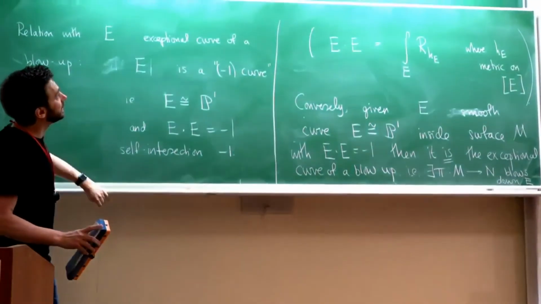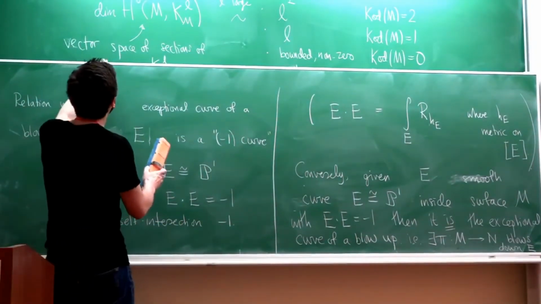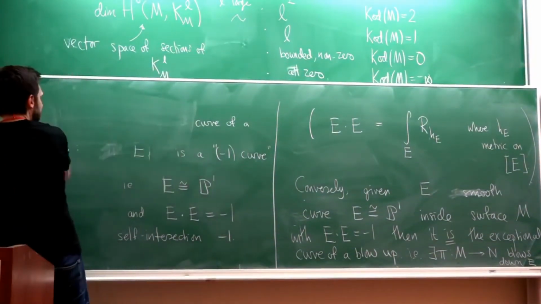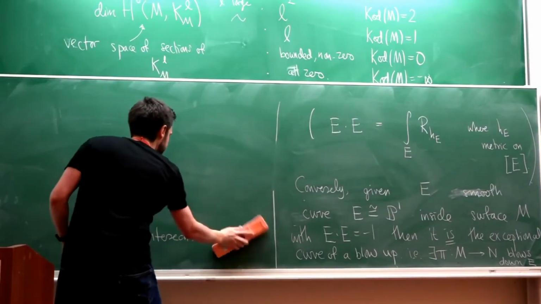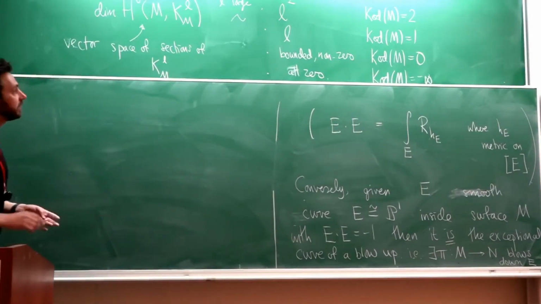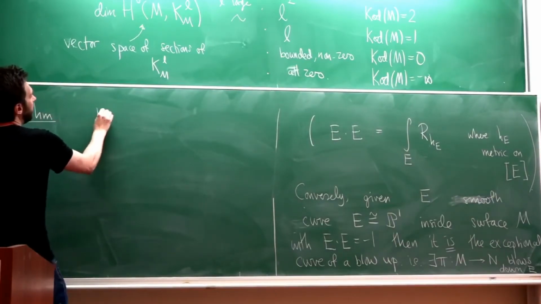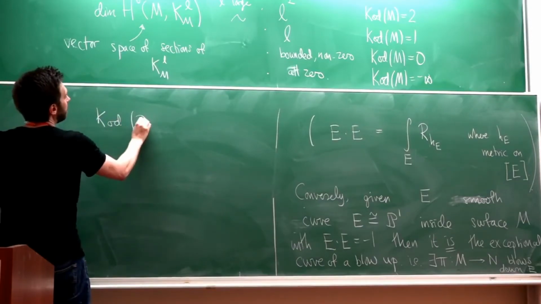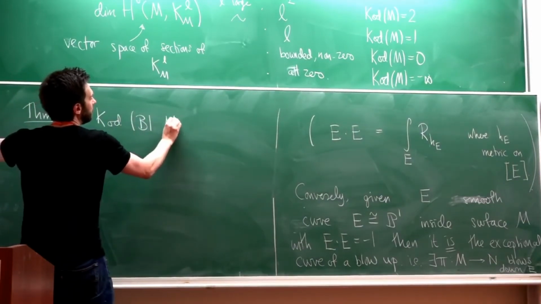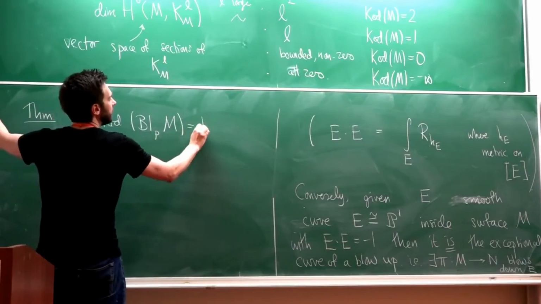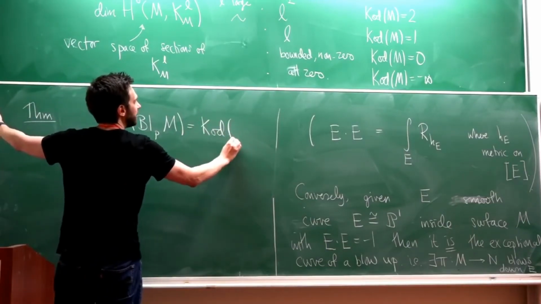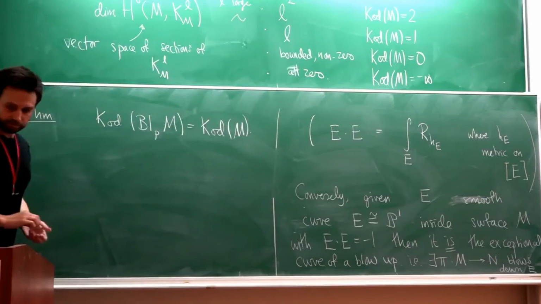What's important about this number, as I said, is that it's an invariant, what's called a birational invariant. So an important theorem, again, is that the Kodaira dimension of the blow-up of M at a point is the same as the Kodaira dimension of M. That's a non-obvious fact.